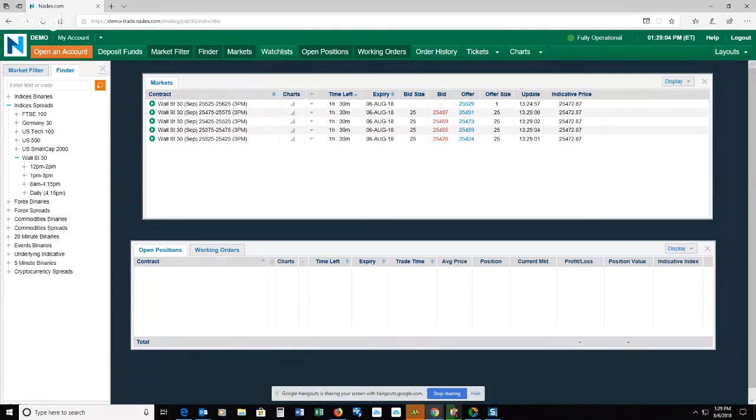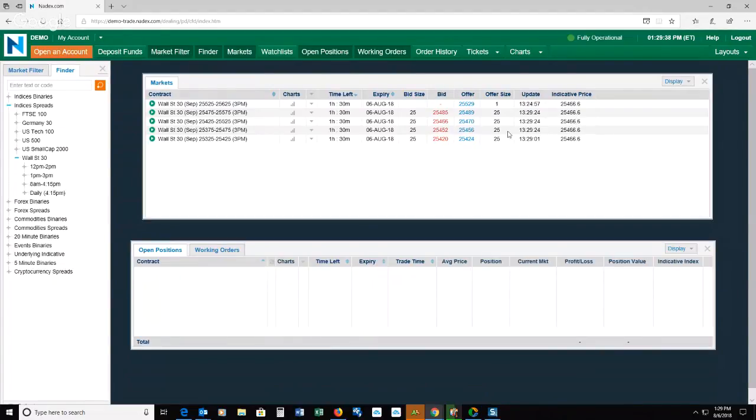Good afternoon, everyone. In this live event, I actually want to show you and explain how to use the Nadex spreads. Now, during this live event, we're actually going to be focused on buying a Nadex spread. So if you look over here to the left-hand side, you can see it lists the indices spreads. I have chosen the 1 p.m. to 3 p.m. And the next thing I would want to notice is the price.